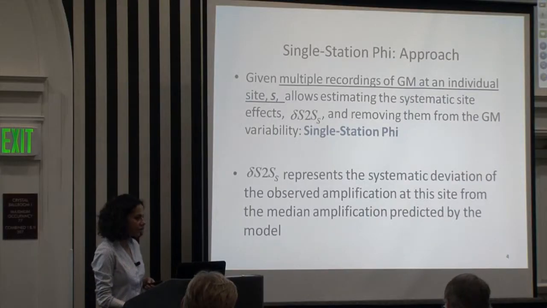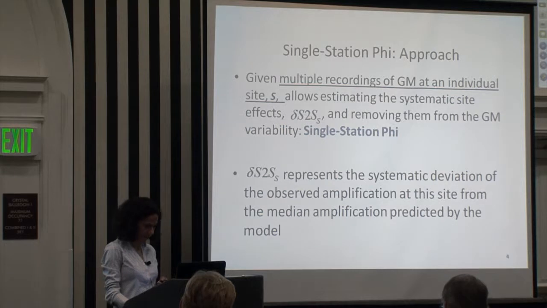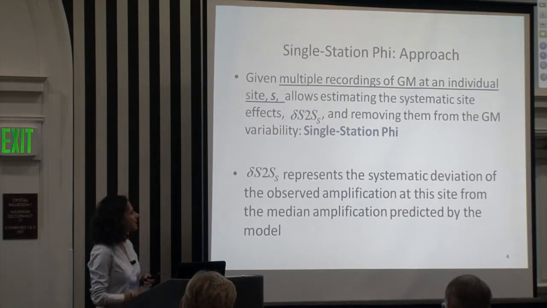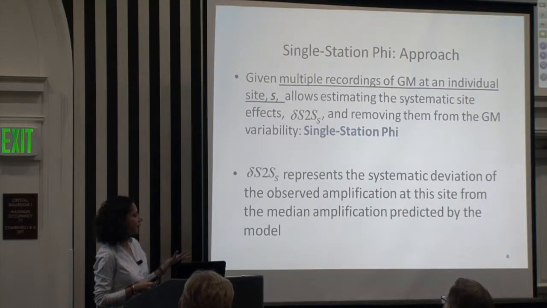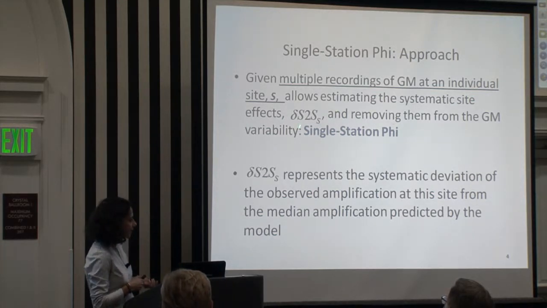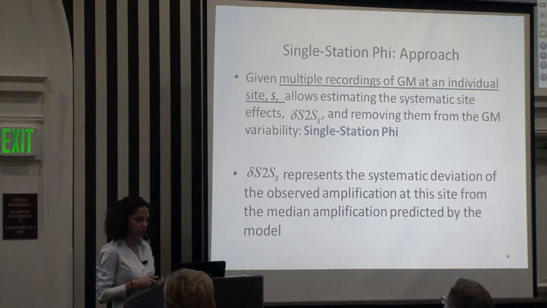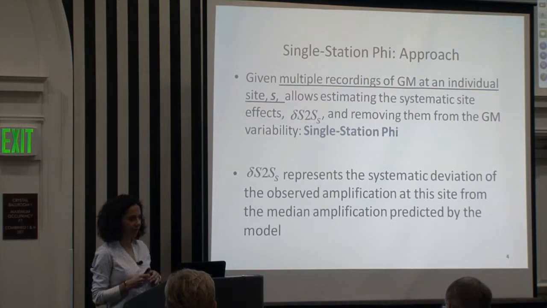So when we talk about partially removing the ergodic assumption, what we basically mean is if we have enough recordings of the ground motion at an individual station, we can estimate the systematic site effects and remove them from the within event residual, and this way we can get to single station phi. So this delta S2S term that we estimate represents the systematic deviation of the observed amplification at this site from the median amplification predicted by the model.